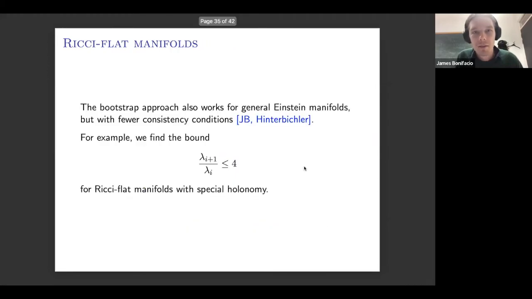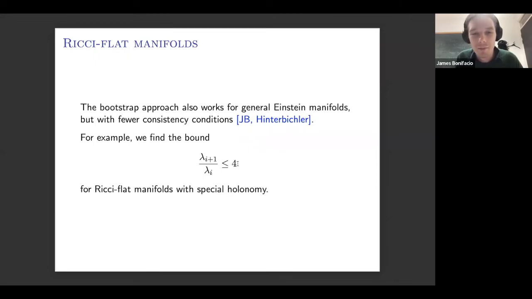And lastly, let me move away from hyperbolic manifolds and say something about Ricci flat manifolds. So I briefly mentioned that this approach can also work for Einstein manifolds. So for example, you can find this bound on the ratio of consecutive non-zero eigenvalues, which is true for Ricci flat manifolds with special holonomy.